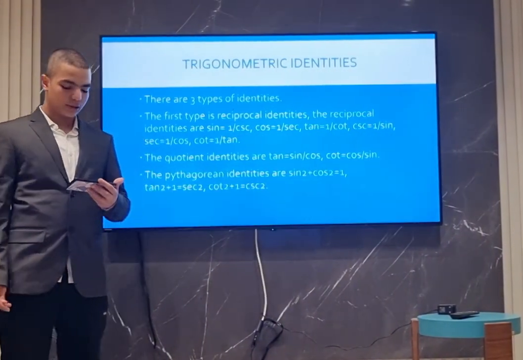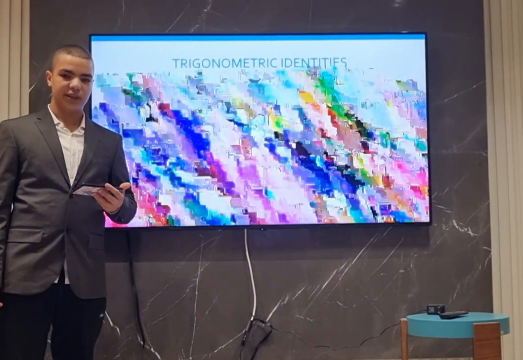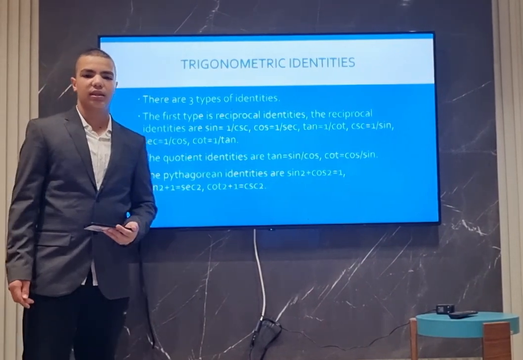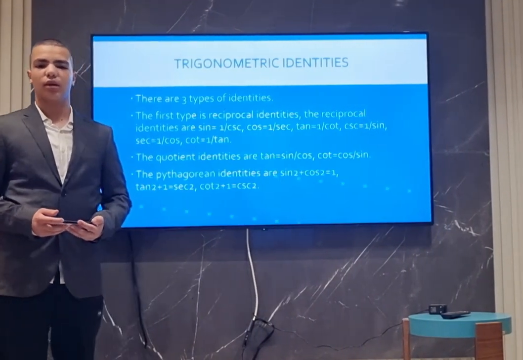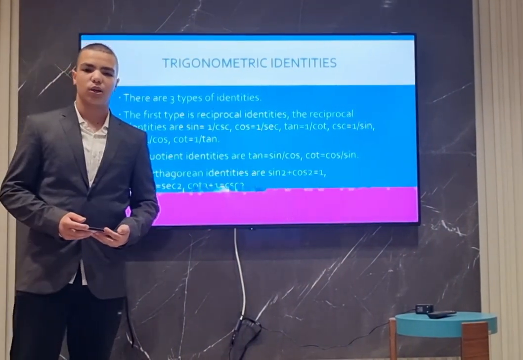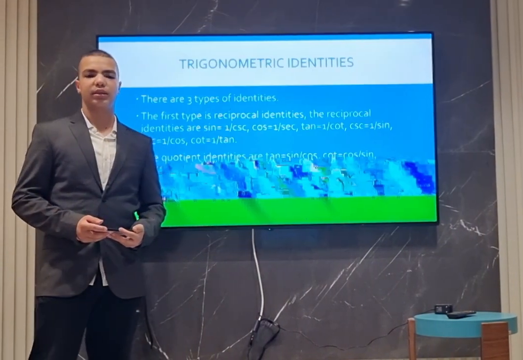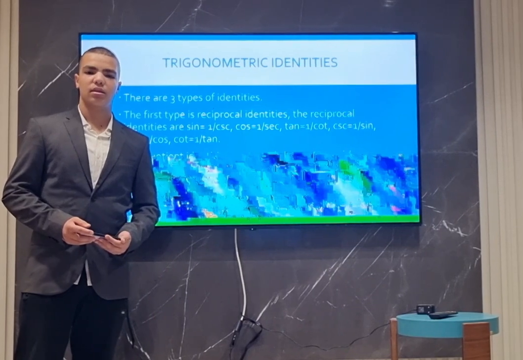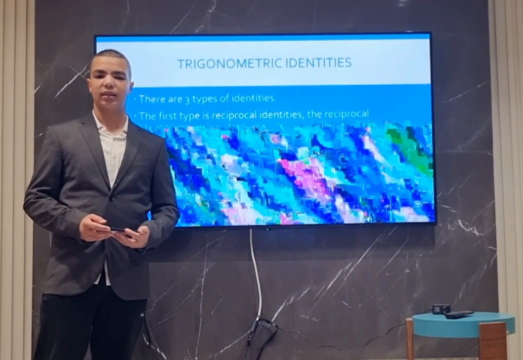Then the trigonometric identities. There are three types of identities. First one is reciprocal identities. Sine is equal to 1 over cosecant, cosine is equal to 1 over secant, tan is equal to 1 over cotangent. Cosecant is equal to 1 over sine, secant is equal to 1 over cosine, cotangent is equal to 1 over tan.